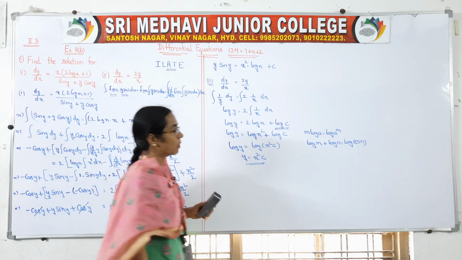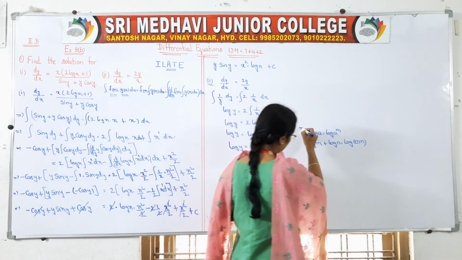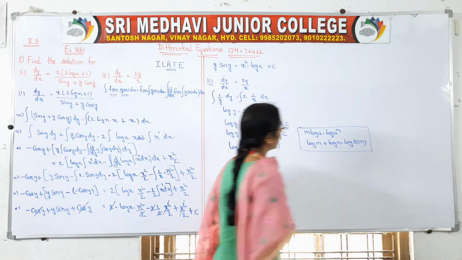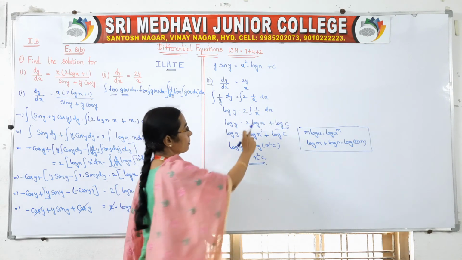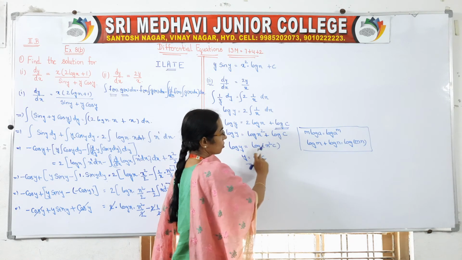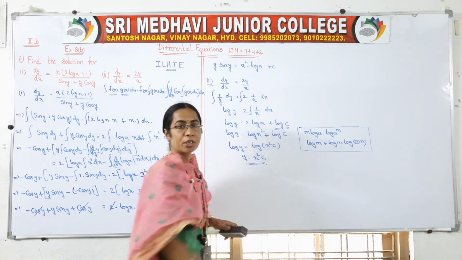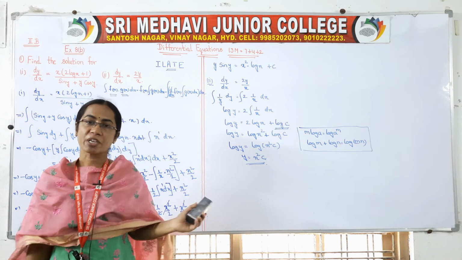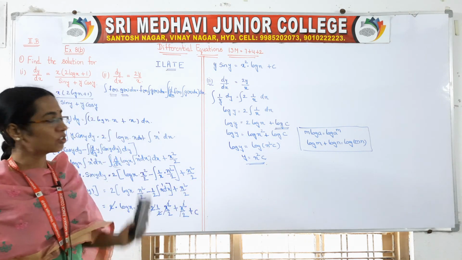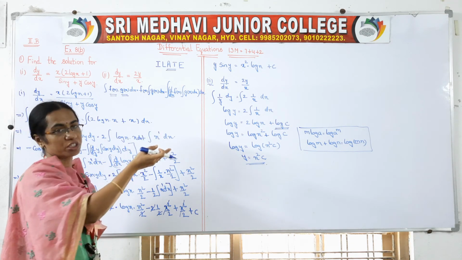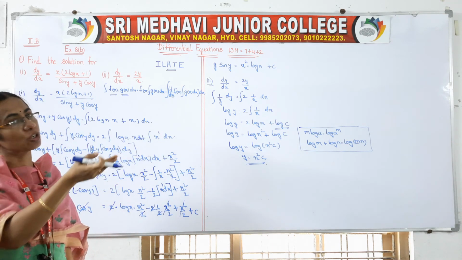After that, we applied 2 formulas in logarithm, right? One is m log a can be written as log a to the power of m, right? Then log m plus log n is equal to log of m into n formula. So y is equal to c x square is the answer of this question. So find the general solution of this question. They will ask like this for 2 marks.